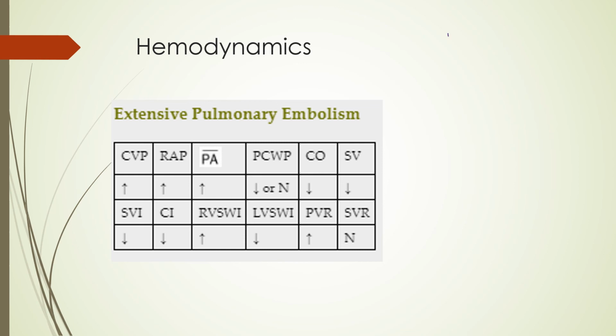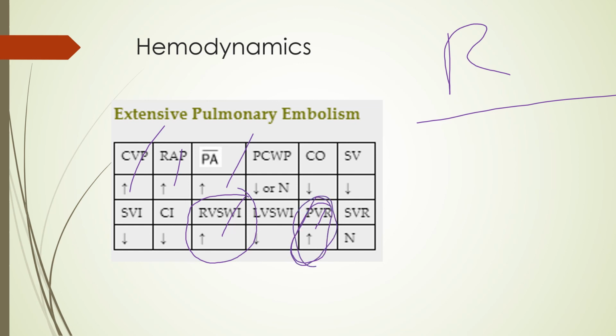Okay, so let's look at the right-sided heart pressures. Our CVP, right atrial pressure, pulmonary artery pressure, pulmonary vascular resistance, right ventricular stroke work index. So CVP is high, right atrial pressure is high, pulmonary artery pressure is high, right ventricular stroke work index, or how hard the right ventricle is working, is high, and pulmonary vascular resistance, which is where our issue is, is extremely high. So right-sided heart pressures with pulmonary emboli are increased.